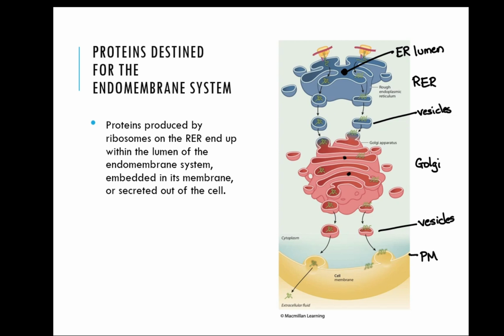It has the face that's close to the ER. This is called the cis Golgi. And the side facing the plasma membrane is called the trans Golgi.